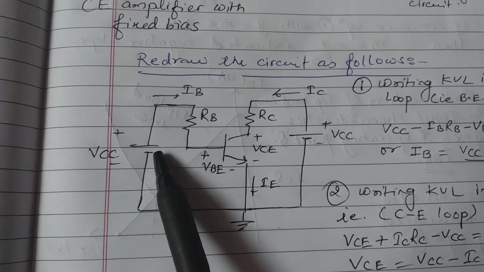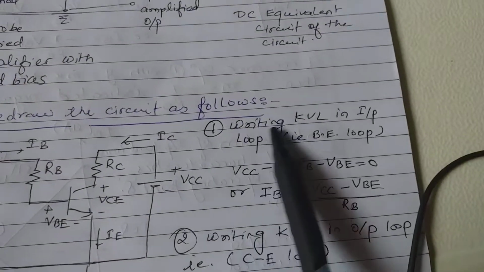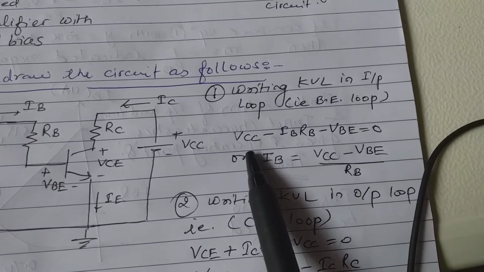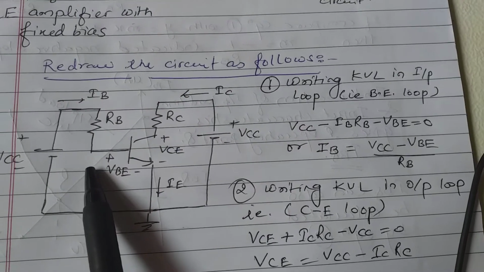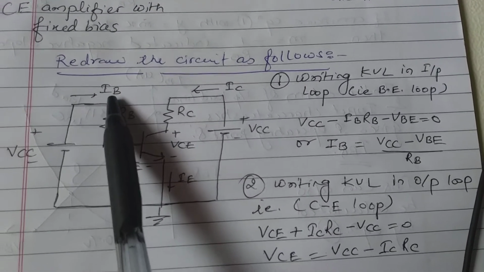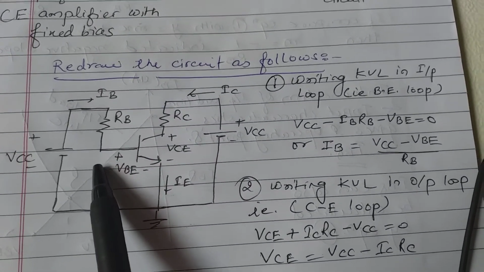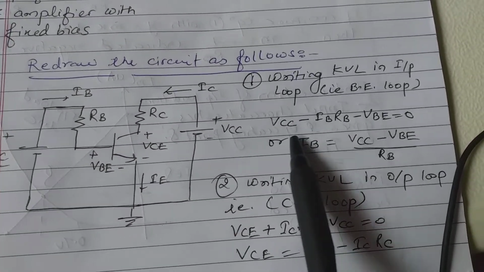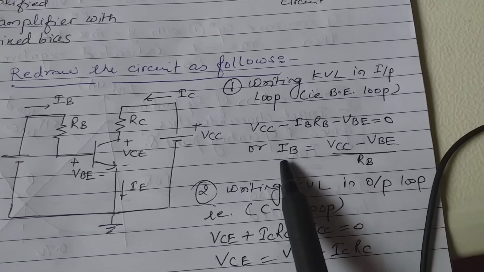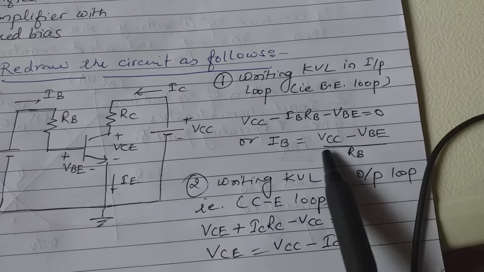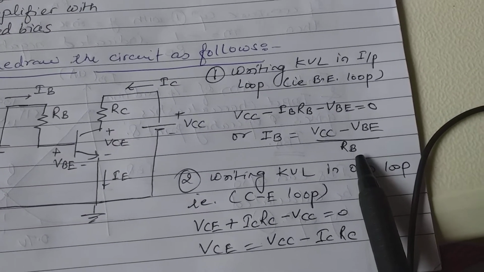In the first KVL loop, the base to emitter loop, we can write the KVL equation like this: VCC minus IBRB. Why minus? Because we are moving in the direction of current. So VCC minus IBRB minus VBE equals 0. This can be rewritten for IB: IB is equal to VCC minus VBE upon RB.